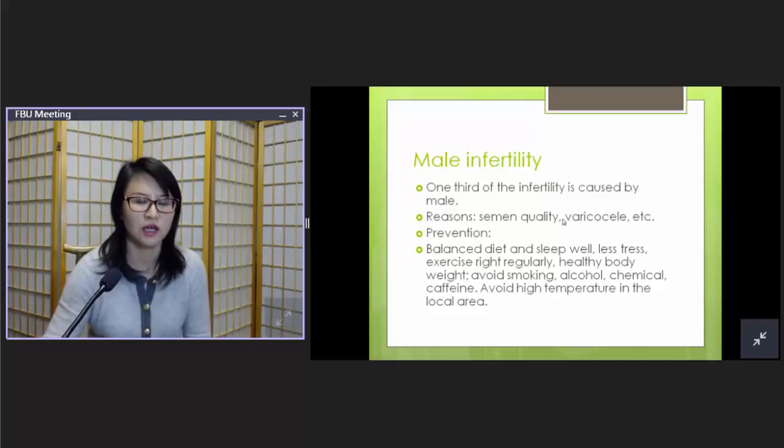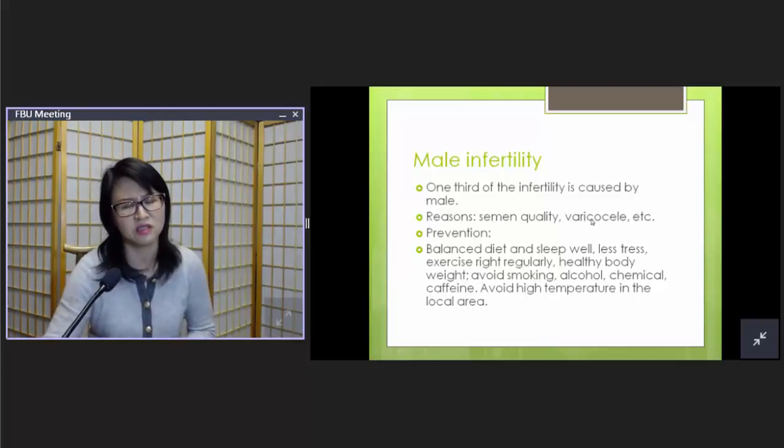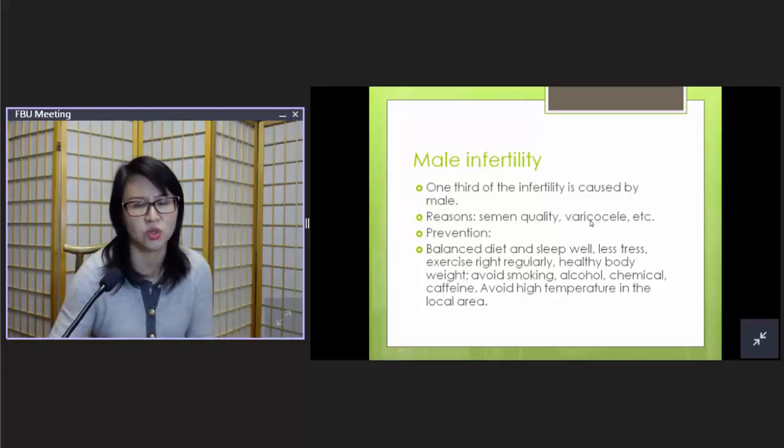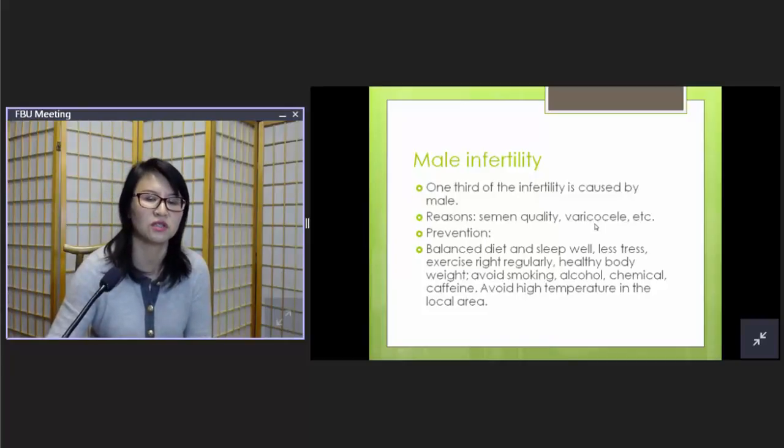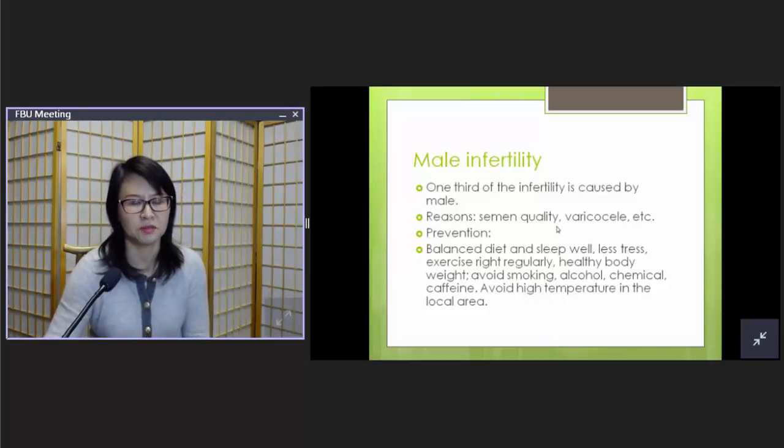If the reason is caused by varicocele, and then if it's very mild, that's fine. Mostly need surgery. After surgery, it should be fine. So it's just a couple months recovery, and then it should be fine. And then we will produce good quality of the semen. And for male is easy.